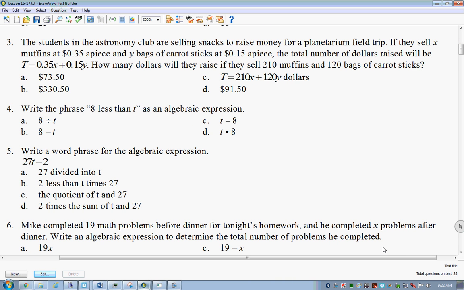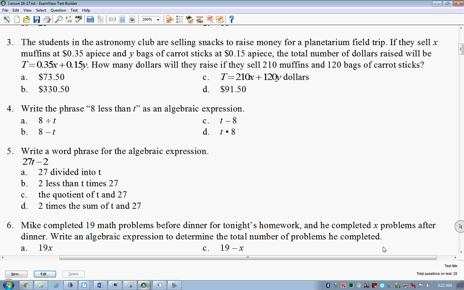Okay. Question number 3. Now we've got a word problem. This is probably lesson 17 things. Okay. Now I know because we're not doing pencil paper tests, you can't necessarily underline words and highlight things like you would on a pencil paper test, but there ought to be some words that stick out to us. All right, so the students in the astronomy club are selling snacks to raise money for a planetarium field trip. There's nothing in that sentence so far that has me do anything, correct? Okay, so I can almost throw away sentence number 1. It's just giving me a scenario.